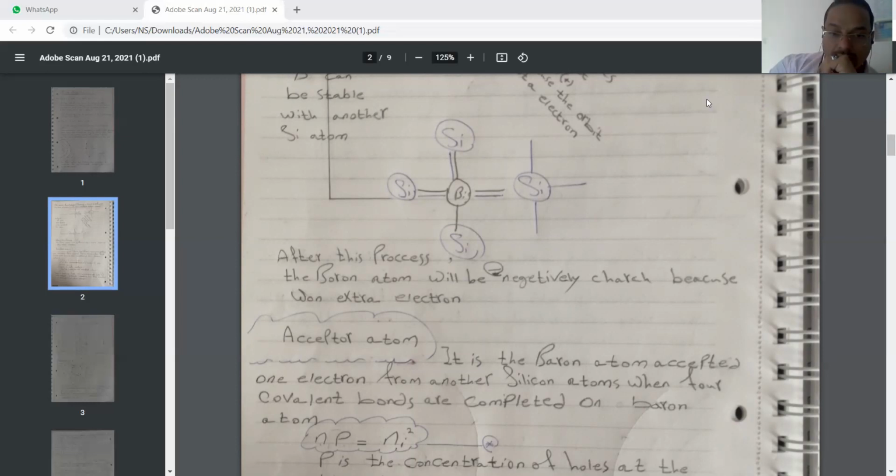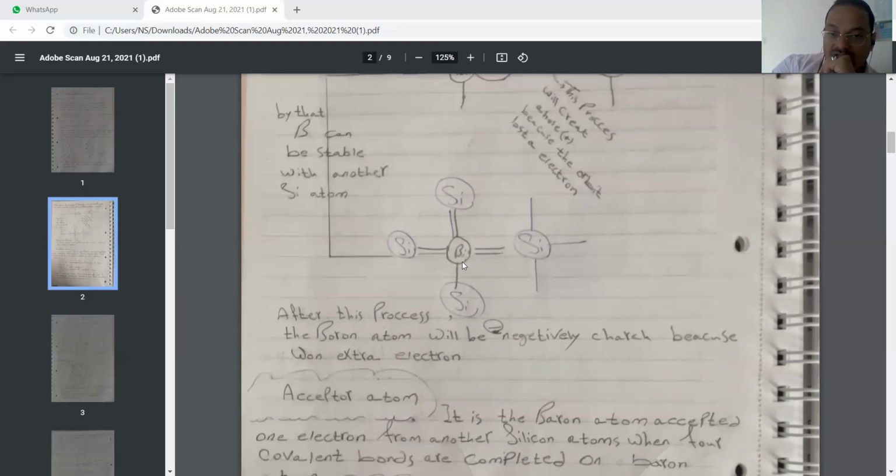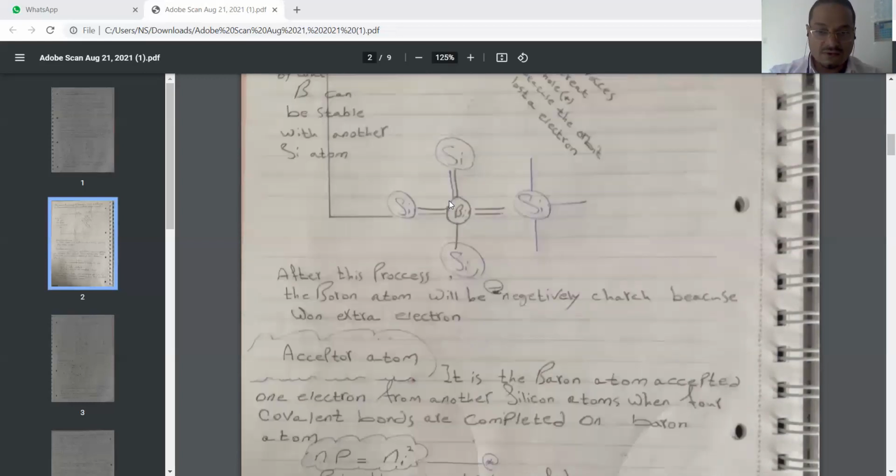When 4 equivalent bonds are completed on the boron atom, like I said, I'm sorry, I forgot it, draw another line here. These are the equivalent bonds. By this situation, by this donor electron, the boron can build a great and strong wall to catch the other silicon atoms near it, from these 4 sides. Okay.